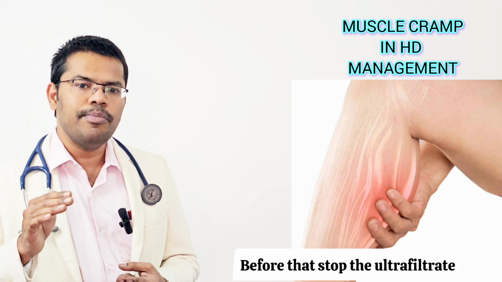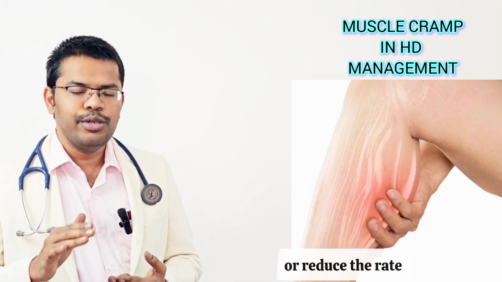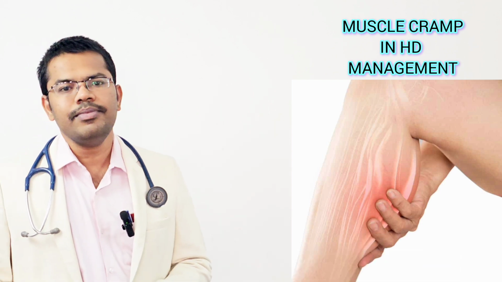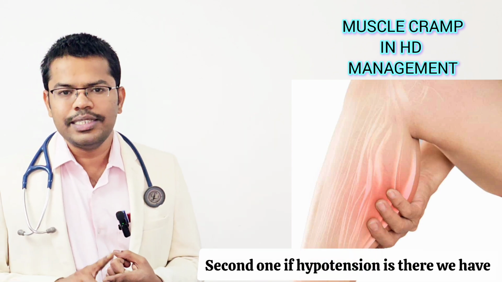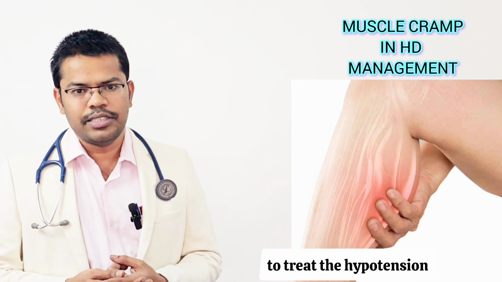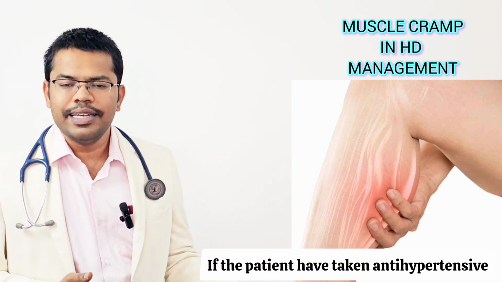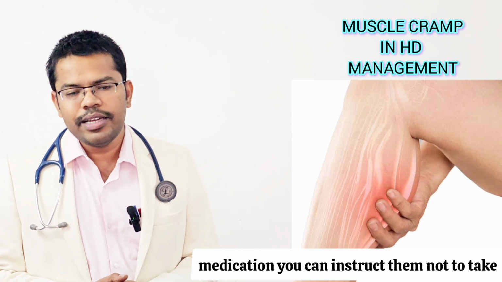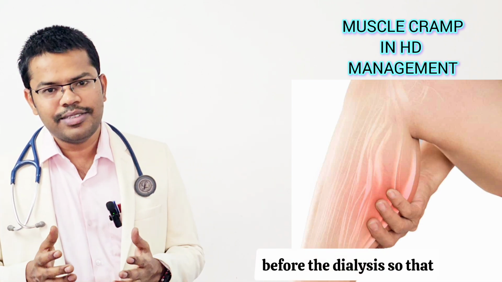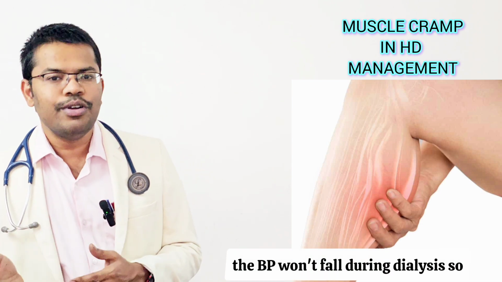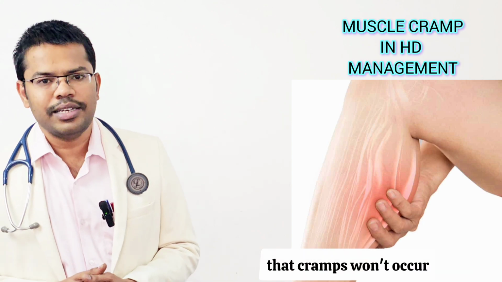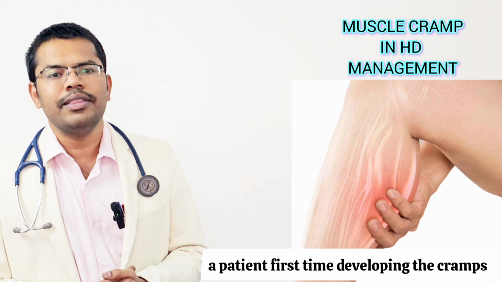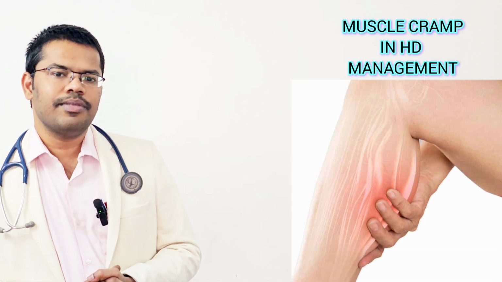Before that, stop the ultrafiltrate or reduce the rate. Volume replacement is required. This is the first step. Second, if hypotension is there, we have to treat the hypotension. If the patient has taken antihypertensive medication, you can instruct them not to take it before the dialysis, so that the BP won't fall during dialysis and cramps won't occur. These are the two important steps in a patient developing cramps for the first time.